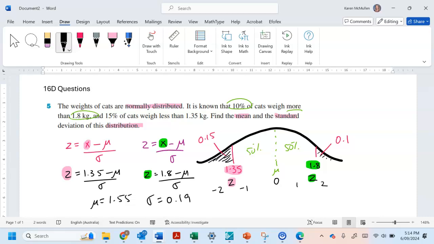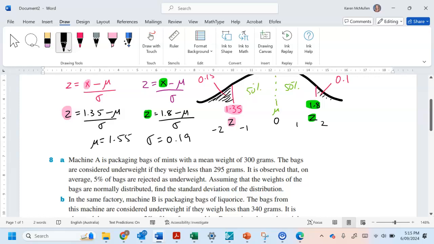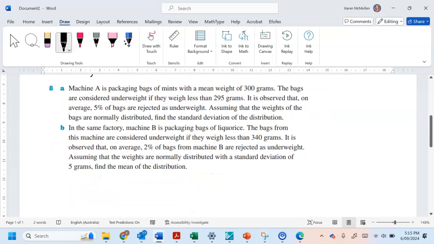So just remember, if you have to find the mean and the standard deviation, or one of them, either the mean or the standard deviation, you do need to find that Z value first by using inverse normal, and then you just solve for your mean or your standard deviation. If you have to do both, then you have to set up two equations. All right, so here's another question.